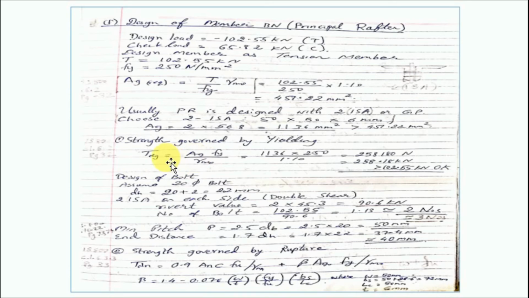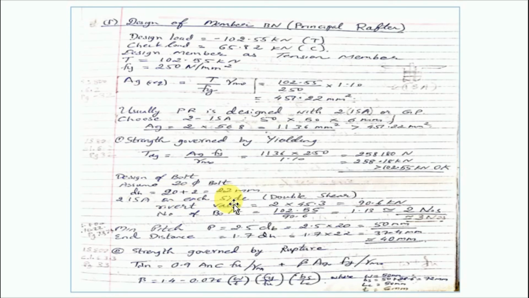So TDY, we have the formula here. We are getting it from page number 32 of IS 800. Using this formula, TDY we have got 258.18 kilonewton, which is greater than our tension coming, which is OK.